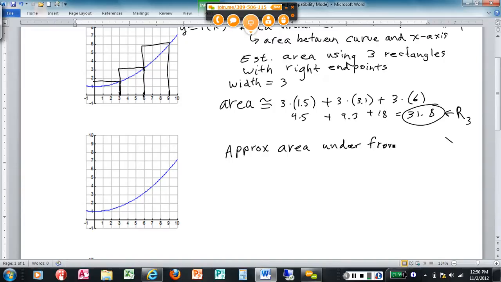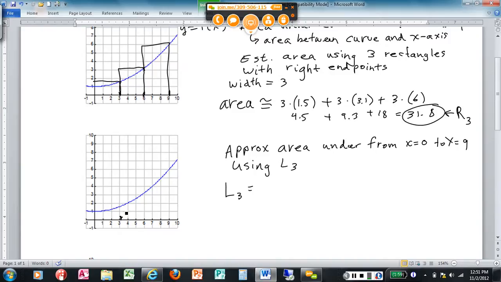Using L3. What do you think L3 means? Well, L3 would be 3 rectangles, but left-hand endpoints. And so I'm still going to divide it up into 3 rectangles, so I'm still going to break it up into what we call sub-intervals. The interval is 0 to 9.